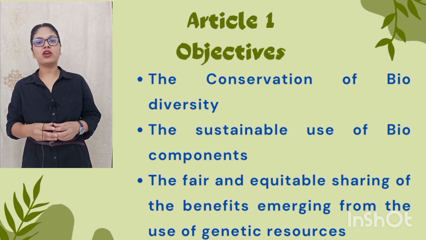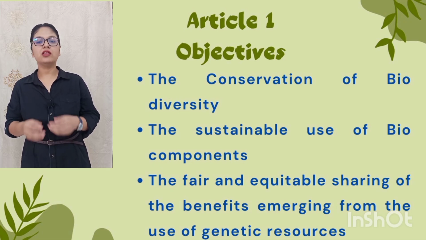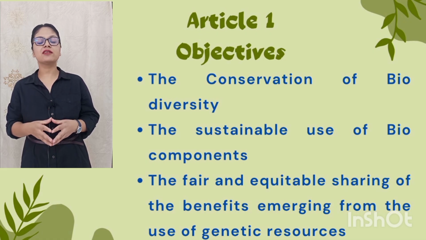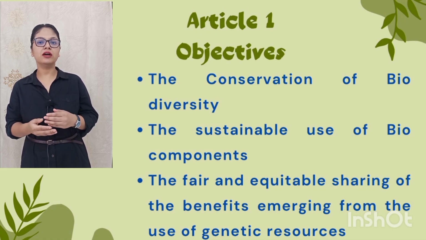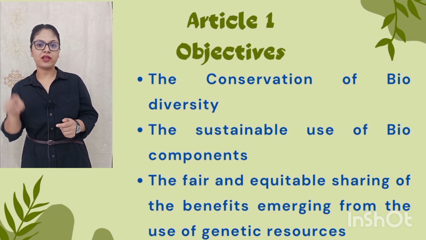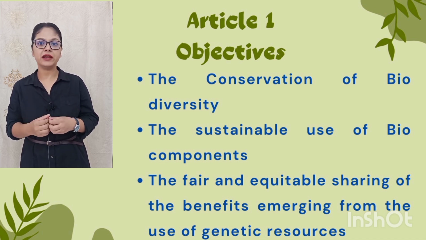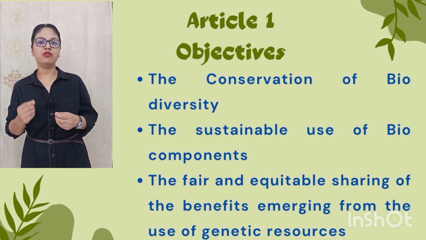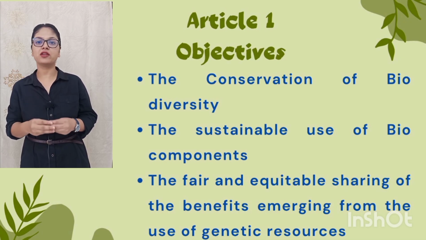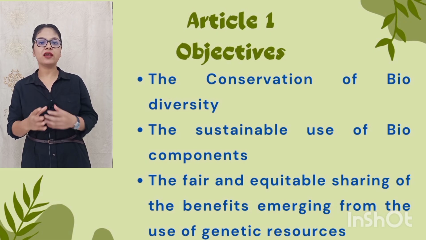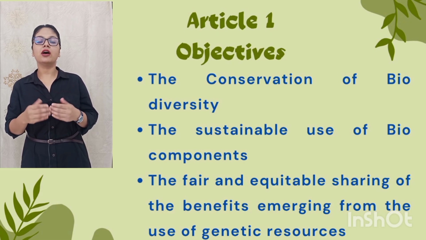The convention was adopted with three main objectives. The first objective is conservation of biological diversity. As we have discussed earlier, biological diversity is necessary to maintain the life cycle so that all species can survive and the ecosystem can be maintained. With this motive, this objective, that is conservation of biological diversity, was set. Because if any species gets extinct, then this life cycle will be disrupted and eventually all the species will get extinct.